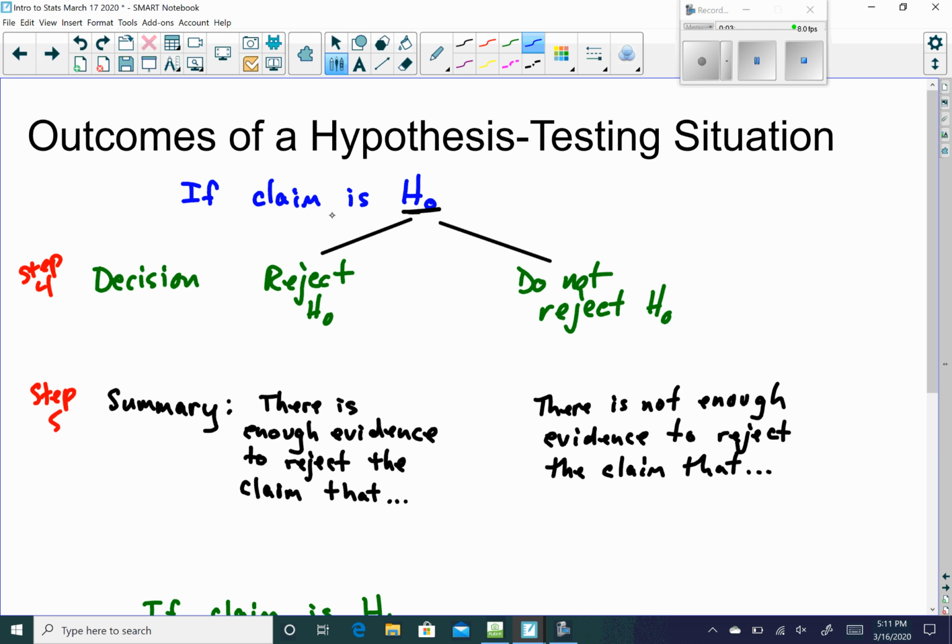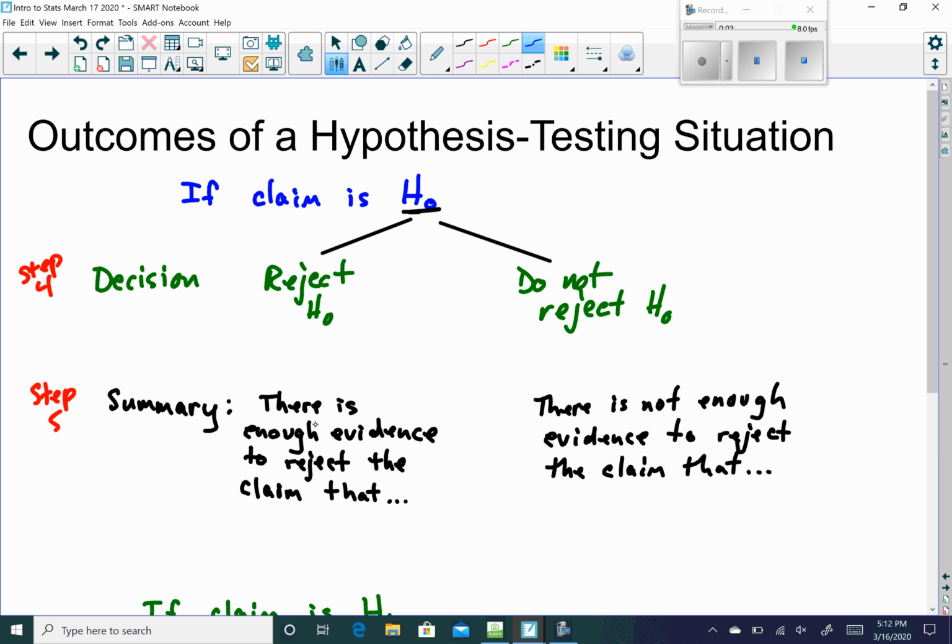So if our claim happens to be the null hypothesis, these are going over how to word steps 4 and 5 from our 5-step hypothesis testing. Step 4 is the decision. So we have two decisions we can make. We could either reject the null hypothesis or we do not reject the null hypothesis. The summary is going to be stated as I have written here, just as we always had to write out our confidence interval summary.